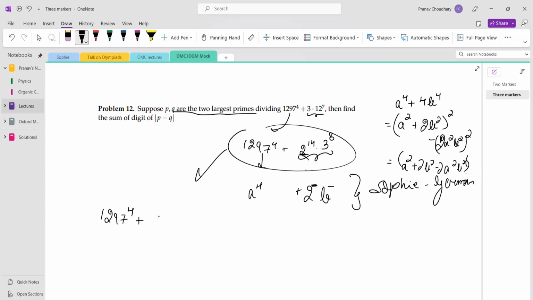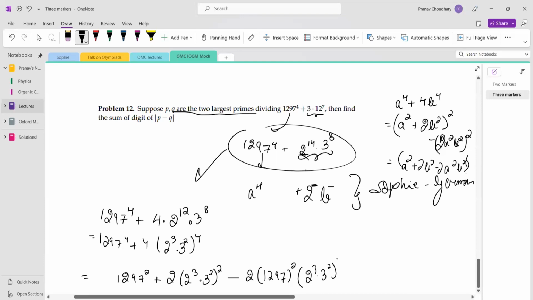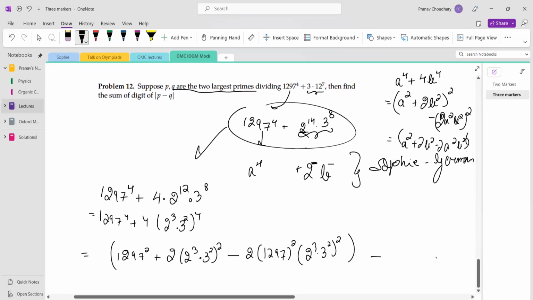Okay, so let's see. 1297 to the power 4 plus 4 times 2 to the power 12 times 3 to the power 8, which is 1297 to the power 4 plus 4 times (2 to the power 3 into 3 square) to the power 4. So this would become 1297 squared plus twice of (2 to the power 3 times 3 to the power 2) squared, minus twice of 1297 squared times (2 to the power 3 times 3 square) squared. And we'll write the plus term later. Let's just see the plus term.